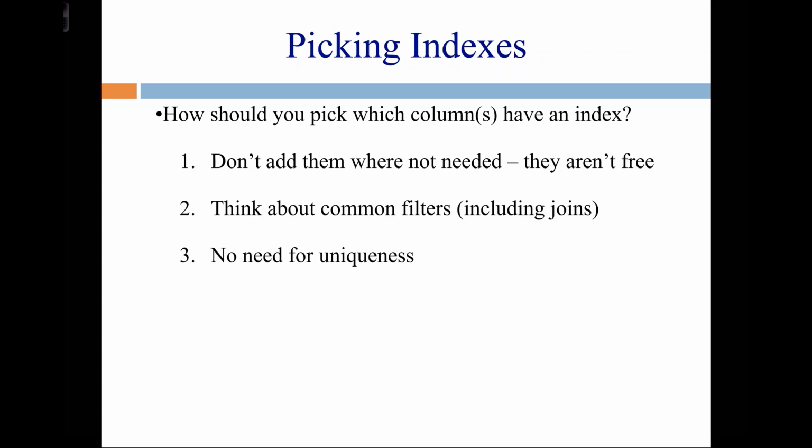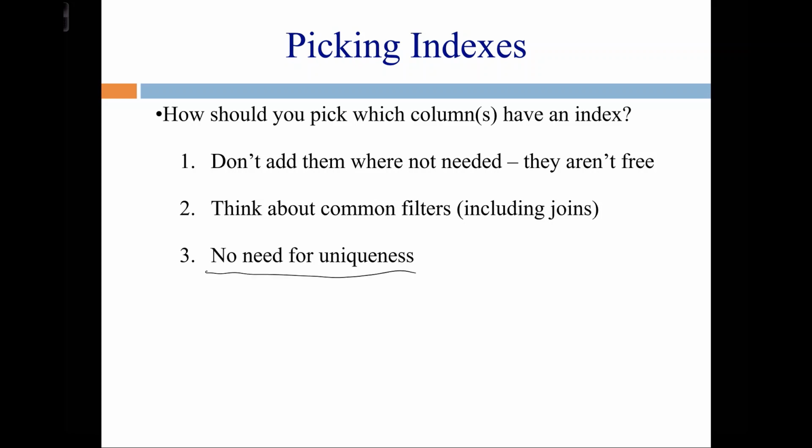So instead, you should think about the common kinds of queries you're going to be doing. What column are you filtering on? And how will joins indirectly filter based on columns? If you do a natural join, that's kind of an implied filter where you're comparing one column in one table to a column in another table. So even if it's not a direct WHERE clause on some column, you have to think about how joins might affect it. And there's no need for the indexed column to be unique. That's important. It doesn't have to be a key.